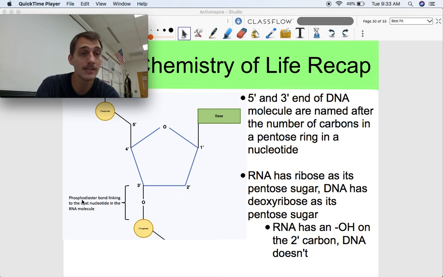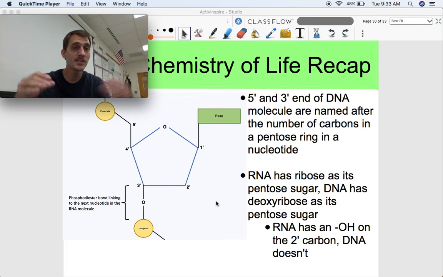The phosphodiester bond is the name of the bond between nucleotides to form a nucleic acid. So if I use dehydration synthesis between nucleotides, I can link them together to form a nucleic acid. I'm forming phosphodiester bonds.